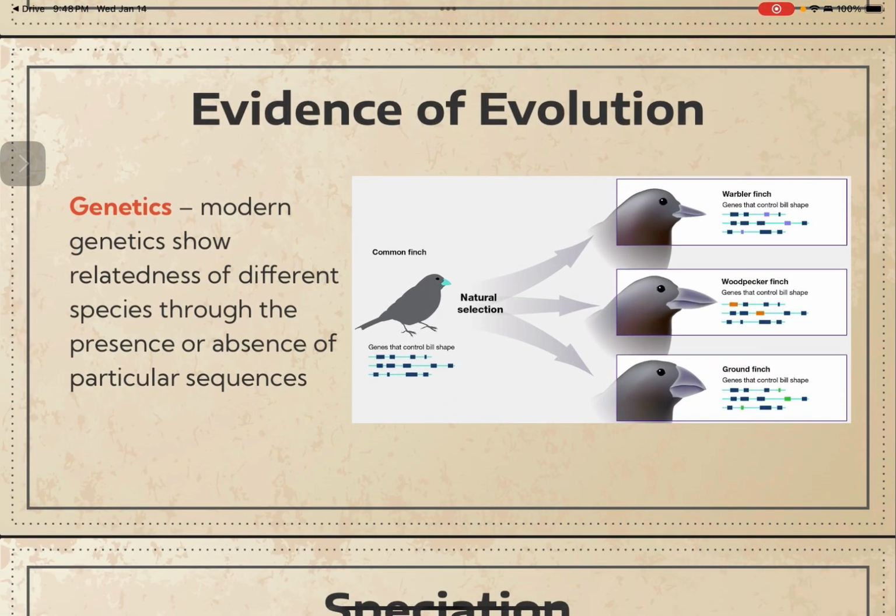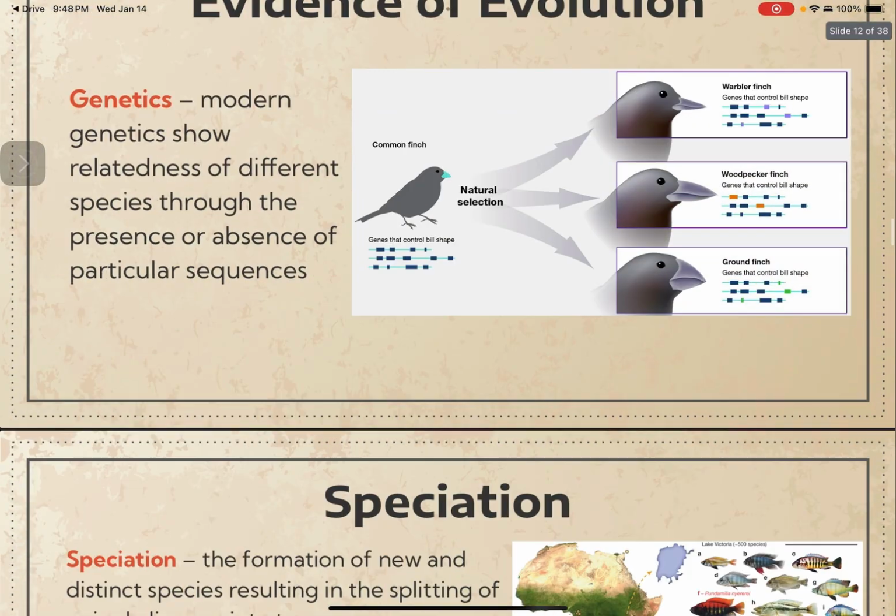All right, next we have genetics. Genetics is a huge thing within our modern technology. Modern genetics show the relatedness of different species through the presence or absence of a particular sequence. If you look to the right-hand side, we have the warbler finch, the woodpecker finch, and the ground finch. If you look at the sequences, they have a lot in common, which suggests and proves that they came from a common finch.